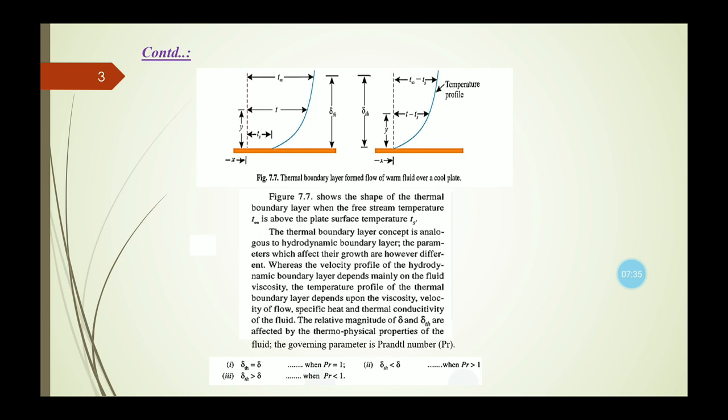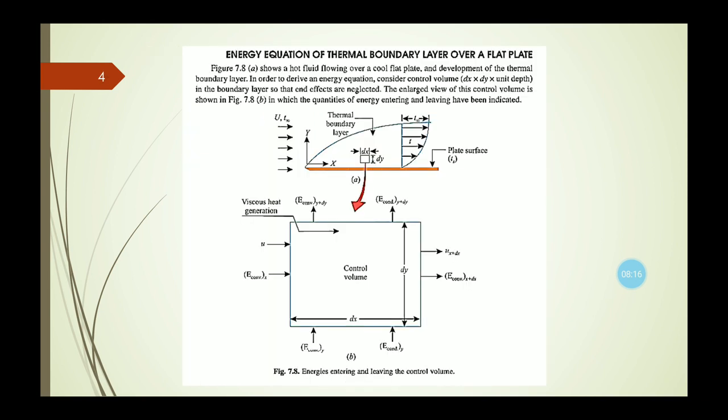There is one more relation between the thermal boundary layer thickness and the hydrodynamic boundary layer thickness: the thermal boundary layer thickness equals the hydrodynamic boundary layer thickness divided by the Prandtl number to the power 1/3. This formula will also be required to solve the numericals. So the relation between the thermal boundary layer and hydrodynamic boundary layer is, thermal boundary layer equals hydrodynamic boundary layer divided by Prandtl number to the power 1/3. So let us move to the next page.